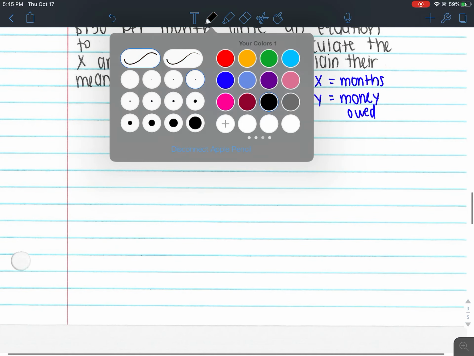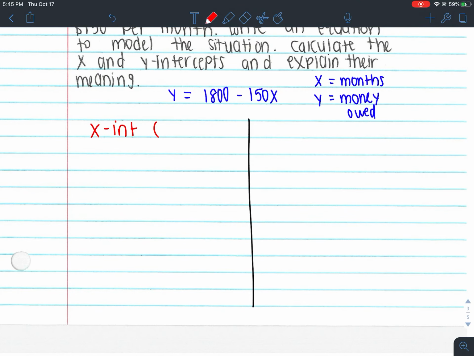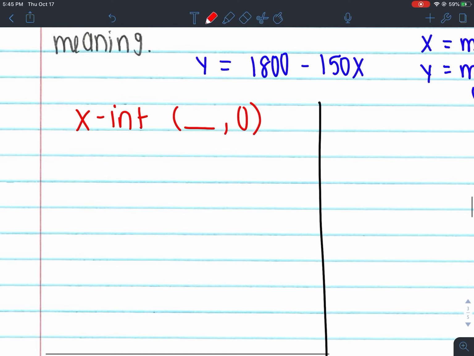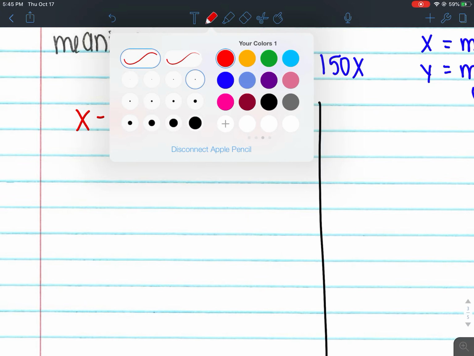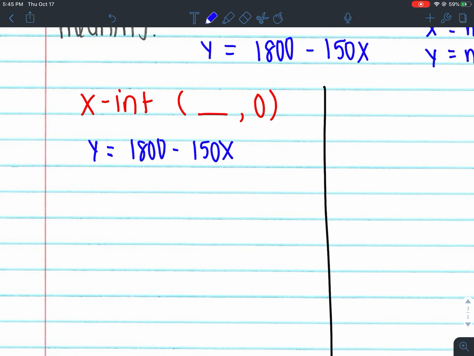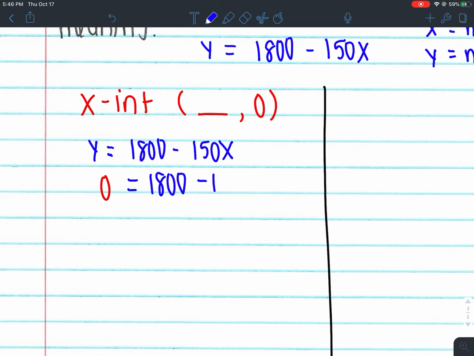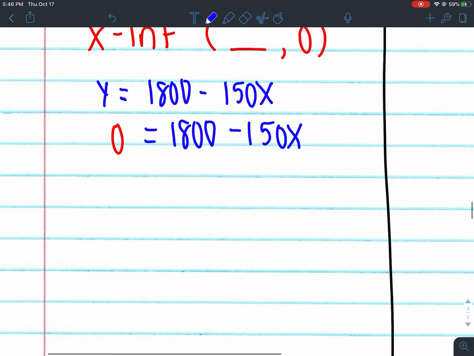Then it says to calculate the x and y intercepts and explain their meaning. So again, I'm going to split my workspace down the middle. I'm going to find my x-intercept first. The x-intercept is (blank, 0). So I have my equation. Let me go ahead and write that again. Okay, I have my equation here. And here I know that I'm going to plug in a 0 for my y value because an x-intercept has a 0 for y. So I have 0 equals 1,800 minus 150x.